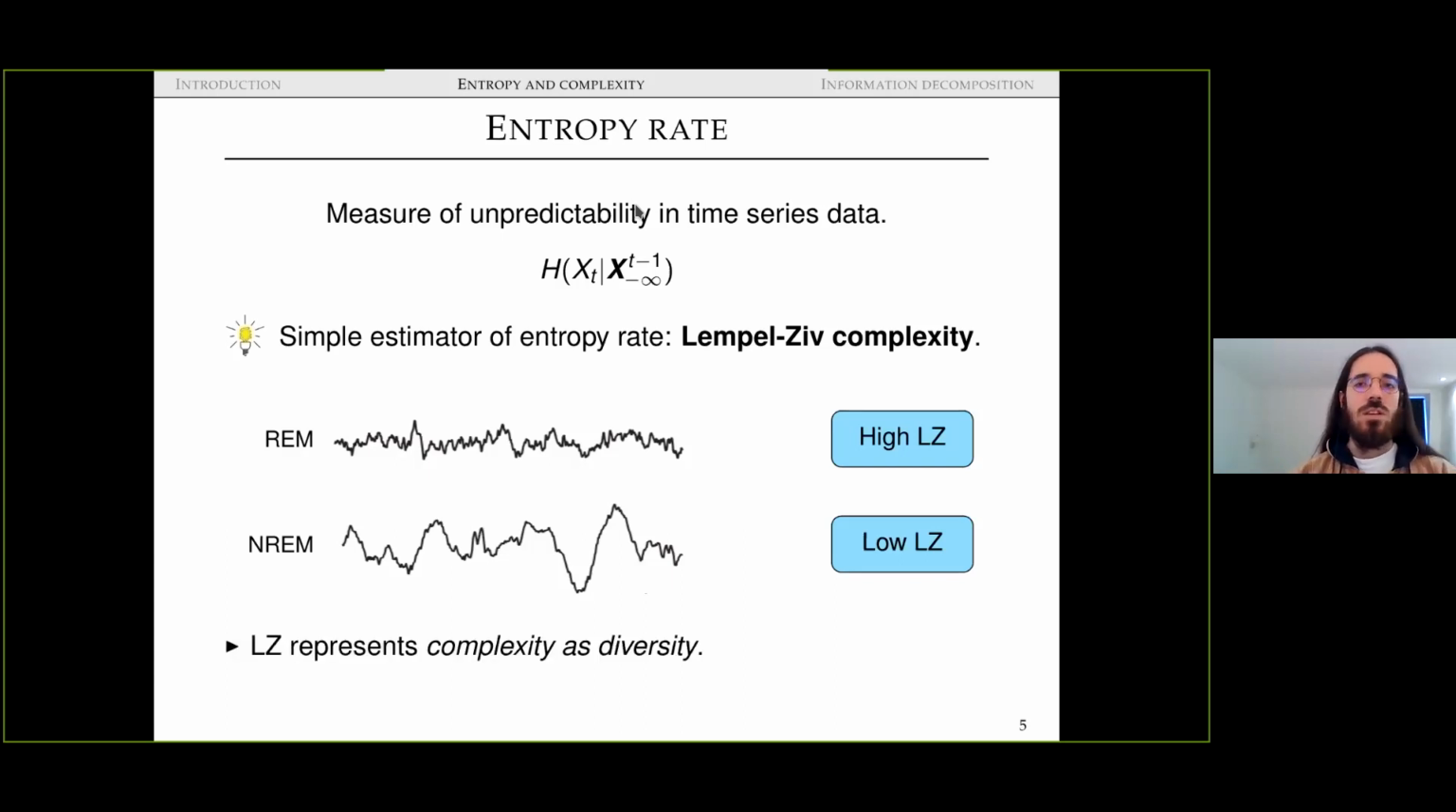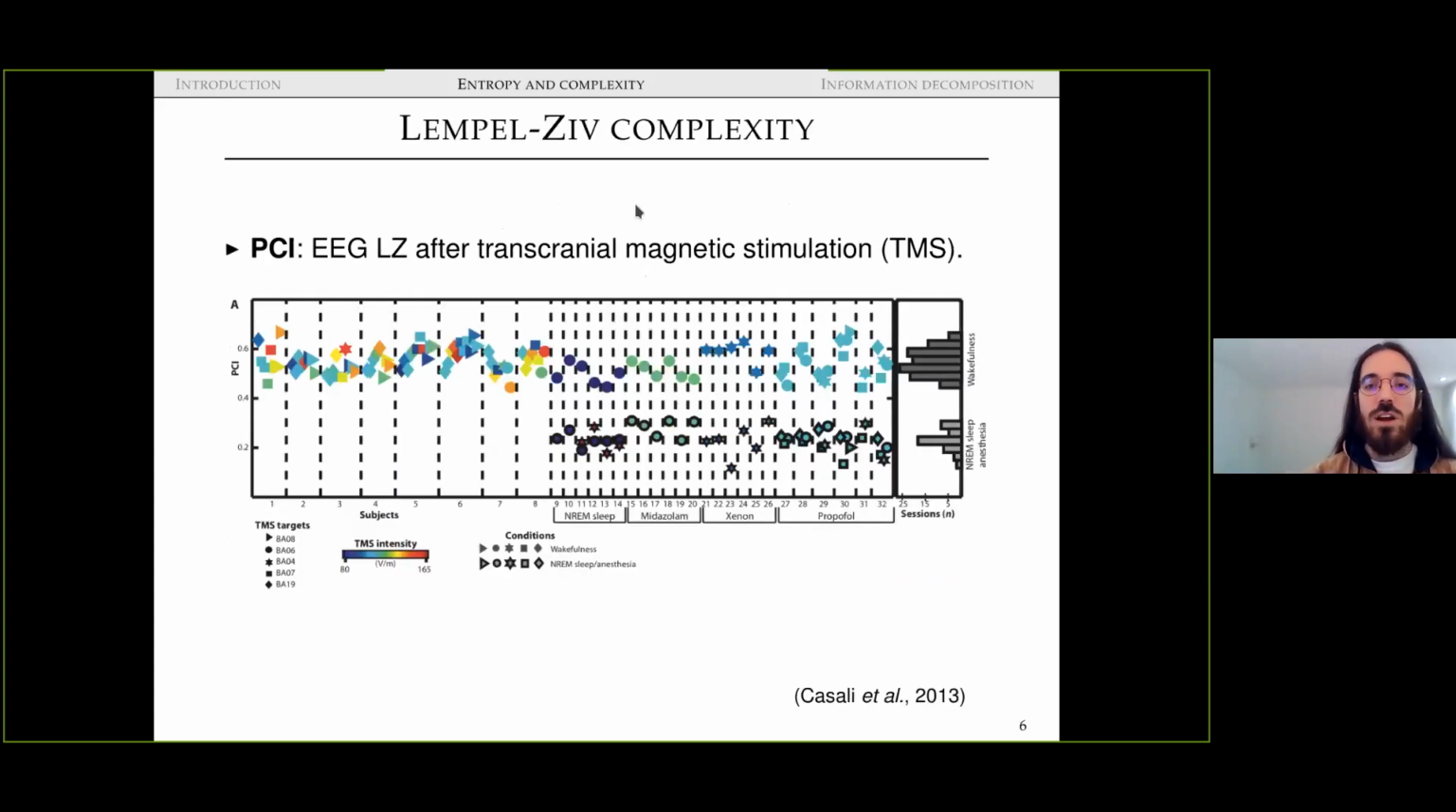More generally, this impulsive complexity represents complexity as diversity. So you're not looking for a particular pattern of activation or a pattern of activity. You're estimating how many different patterns are in your signal. This approach has turned out to be very successful in consciousness research. For example, one very seminal paper by Casali and others in Science Translational Medicine some years ago applied this measure to EEG, and it turned out to be a remarkably good index of conscious level.